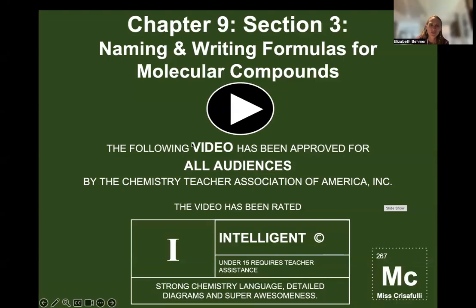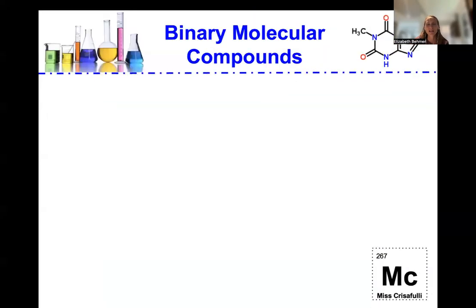All right, everyone. So welcome to Chapter 9, Section 3, where we'll talk about writing formulas for molecular compounds. The next three sections of Chapter 9 are pretty short, but they're kind of complex. What my lectures will go through in each of these sections will be to give you some examples of practice problems.